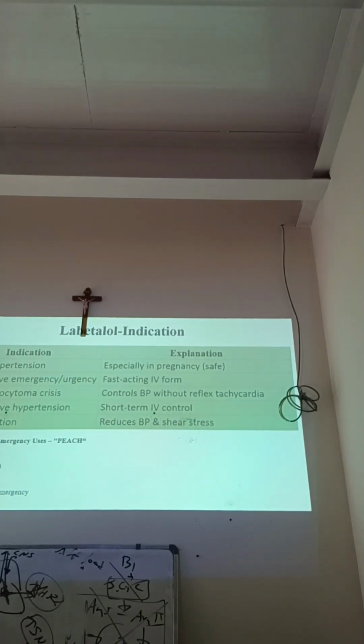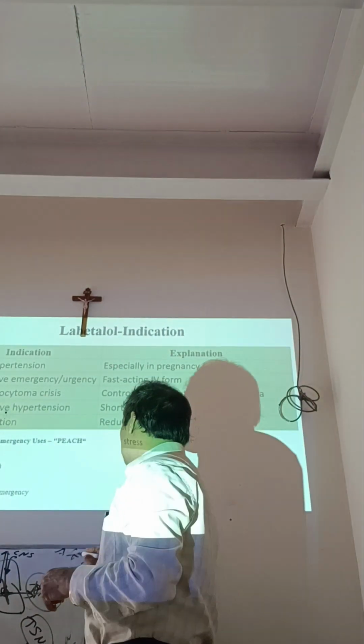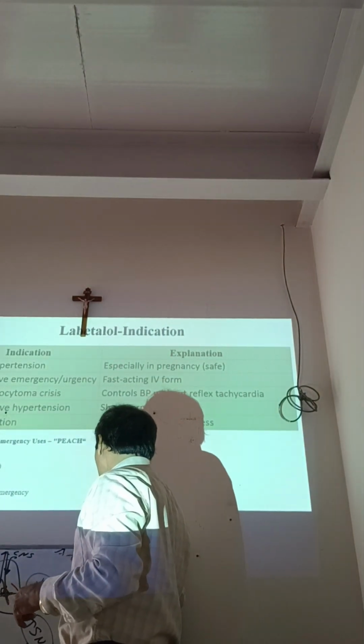Post-operative hypertension, short term you can use. And aortic dissection reduces BP and shear stress, because you have to find out on homework what is the meaning of aortic dissection. Find out from the Google. How to remember this? You remember this uses PEACH, P-E-A-C-H: pheochromocytoma, eclampsia means seizure or fits during pregnancy, aortic dissection, crisis, hypertensive crisis, and hypertensive urgency in emergency, you can use this labetalol. So labetalol is nothing but it is both alpha and beta blocker.